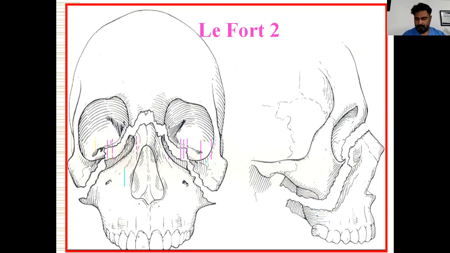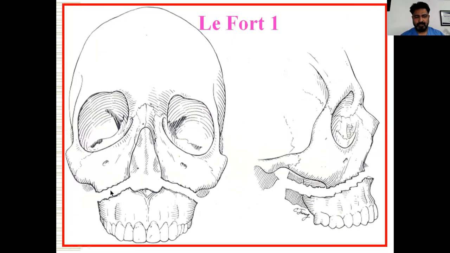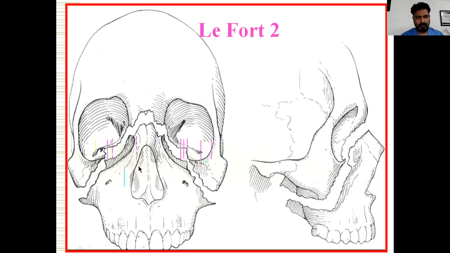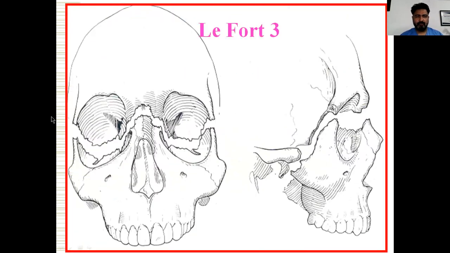Okay. So this is a Le Fort 2 fracture. This was a Le Fort 1 fracture. Le Fort 1 fracture is the fracture of the maxilla only. Le Fort 2 fracture involves the nasal bone also. Okay. And in Le Fort 3, it is involving the posterior orbit also.